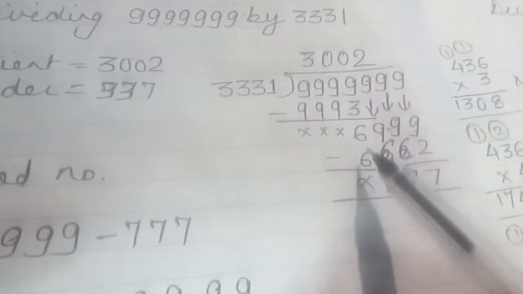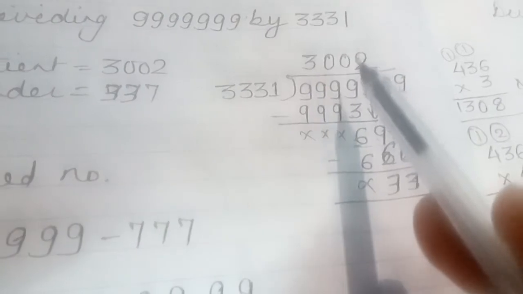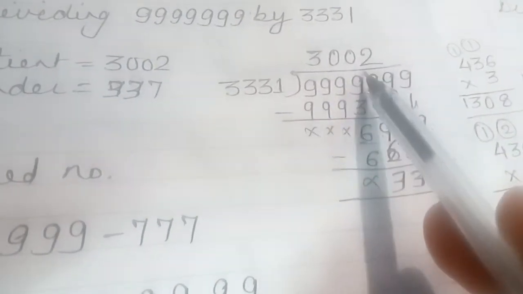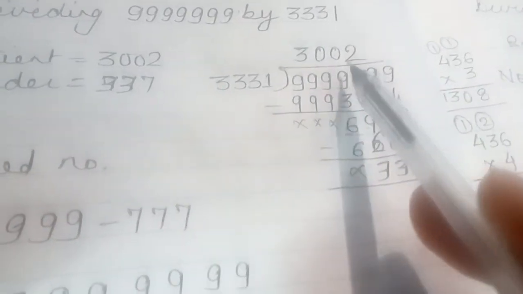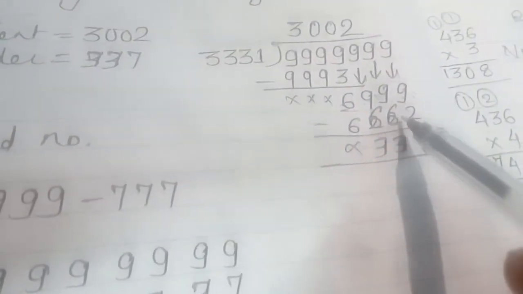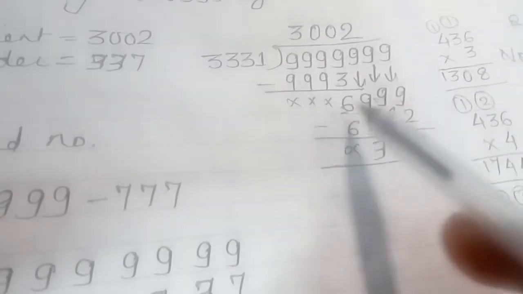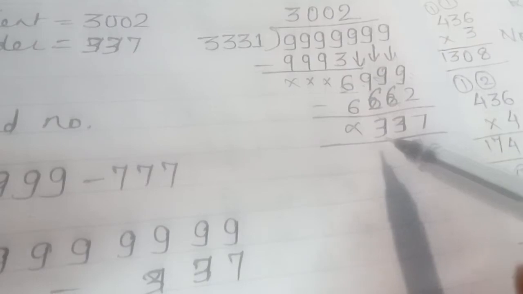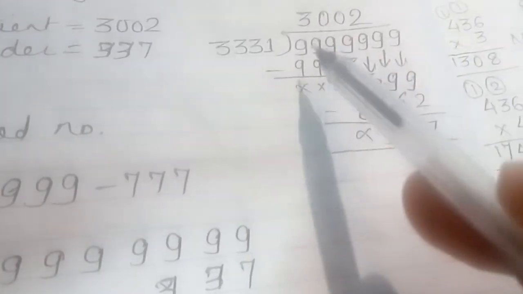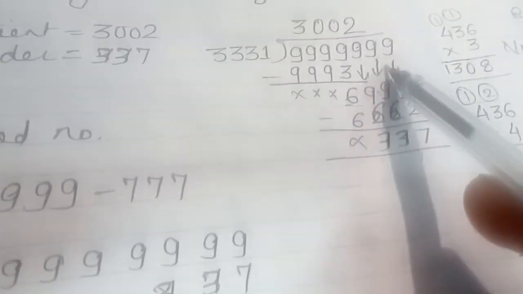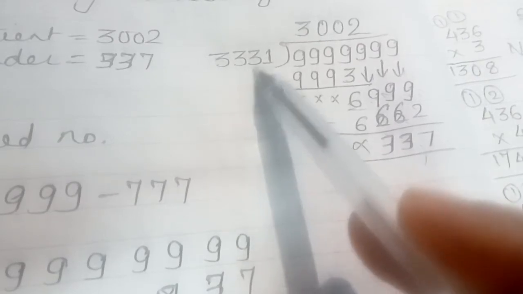How many times? We will check the first digit of this. It is 6, and 3 2s are 6. It means we can take 2. So I have written 2 here, and I have found 3331 times 2, so that I have got 6662. That we will subtract from 6999. So we will get 337. It means this is not the required 7-digit number which is divisible by 3331.